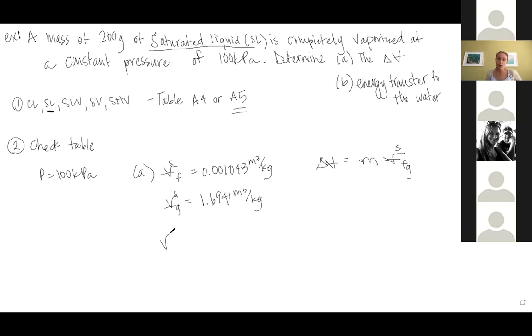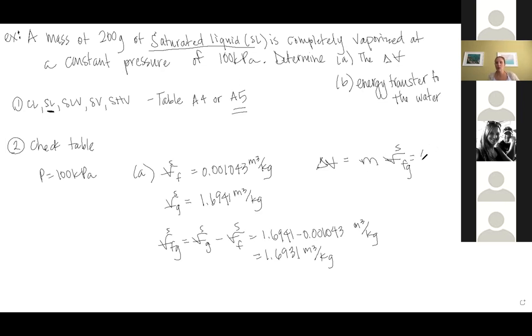So here's where you have to use that equation where the specific volume of a liquid vapor region is equal to the specific volume of the vapor minus the specific volume of the liquid, which is going to be 1.6941 minus 0.001043 cubic meter per kilogram, which gives us 1.6931 cubic meter per kilogram. So now we have everything that we need to solve for part A.